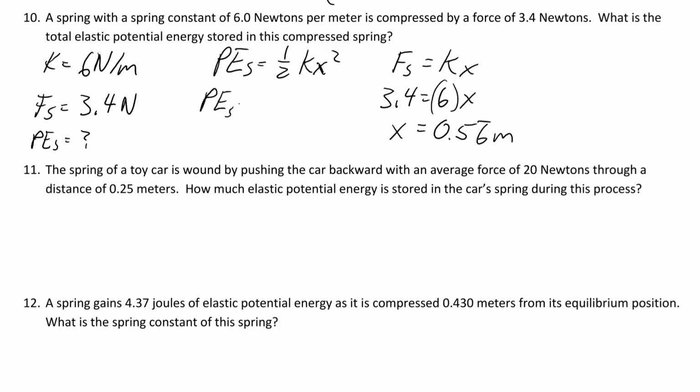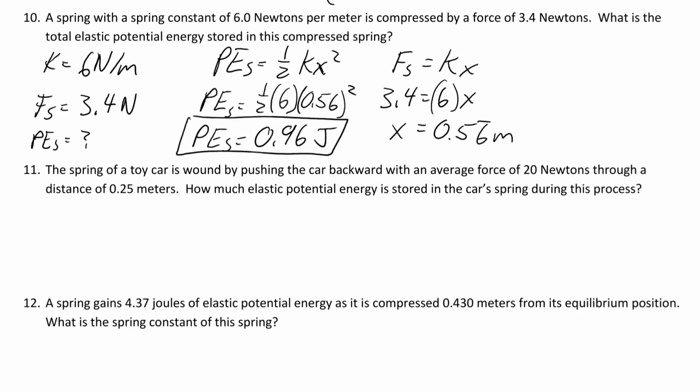Now that I know what x is, my life is better because I could use this formula. They're asking for the potential energy in the spring. We know what the spring constant is, and we were looking for x before, but we just found it. Nice. Don't forget to square it. The potential energy in the spring is about 0.96 joules. So that's one way to get to this answer.